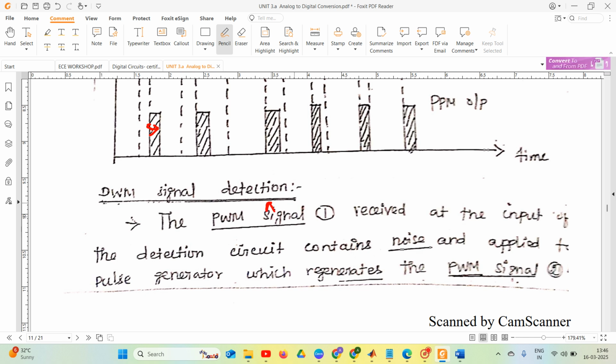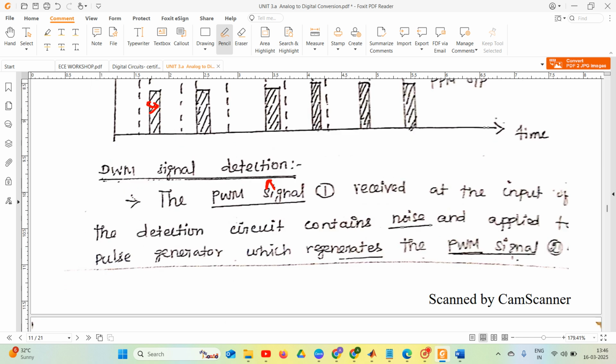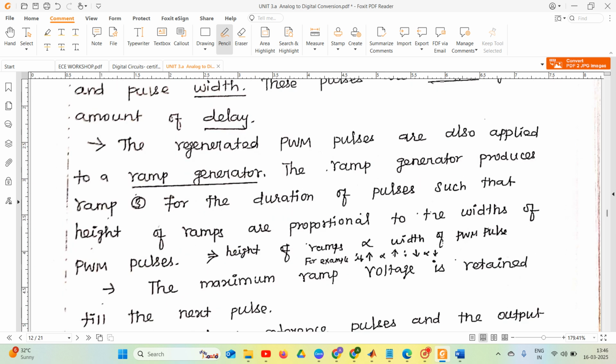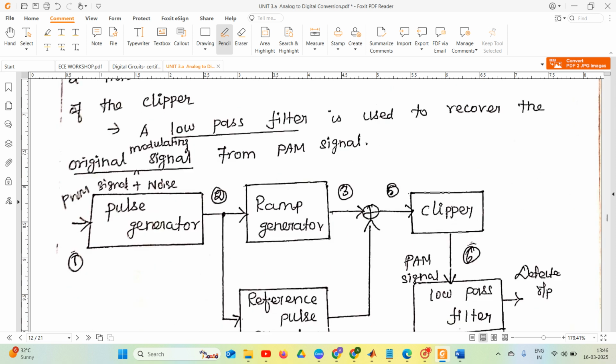I don't want the PWM signal. I'm modulating the signal, right? So this is my digital pulse modulation technique. PWM is one of my digital modulation techniques. So I want at the receiver side my original signal. How I am going to demodulate my original signal from the PWM signal, we will discuss in this video. Okay, so we will take the circuit and waveform in order to discuss how we are going to detect the original modulating signal from the PWM signal.